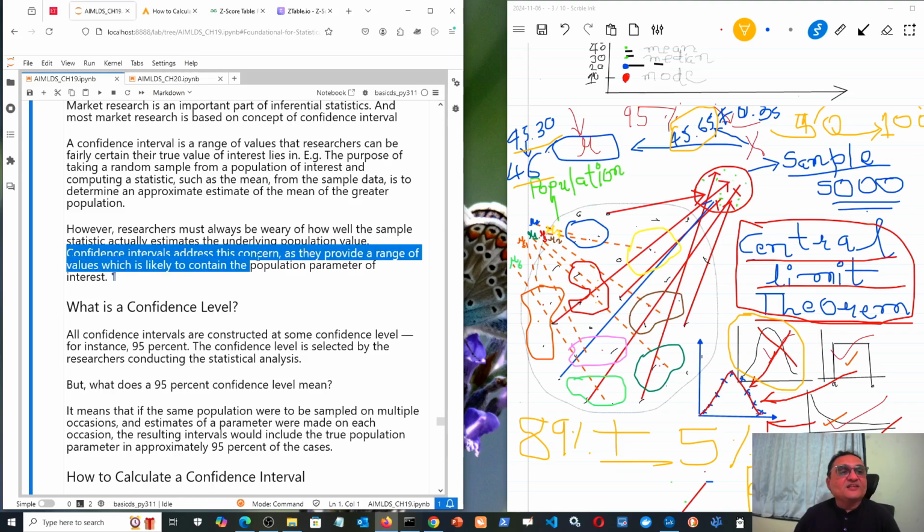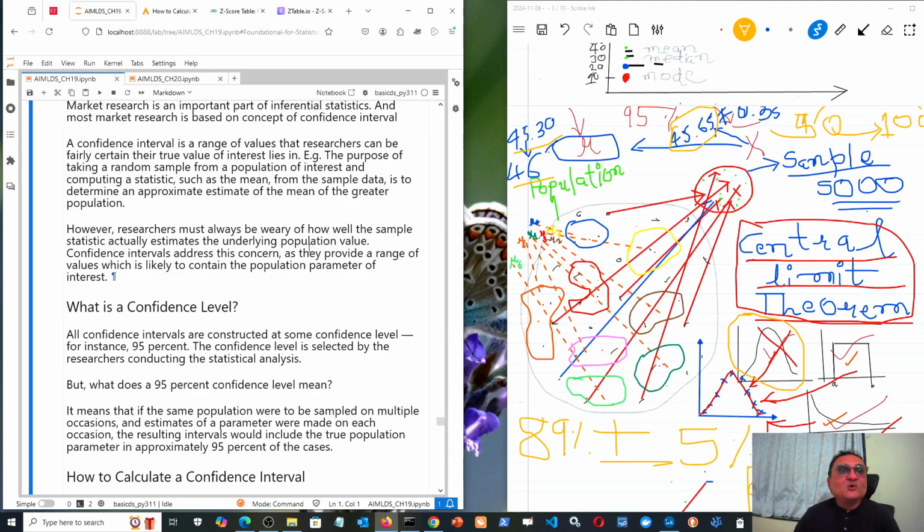Okay, so confidence interval addresses this concern that, okay, population mean is not exactly the sample mean, fine, but at least I can give a range and I can tell that with this much confidence, maybe that is 95% confidence or 90% confidence, that is another matter, but with this much confidence, I can say that my population mean will be in this region only, right?